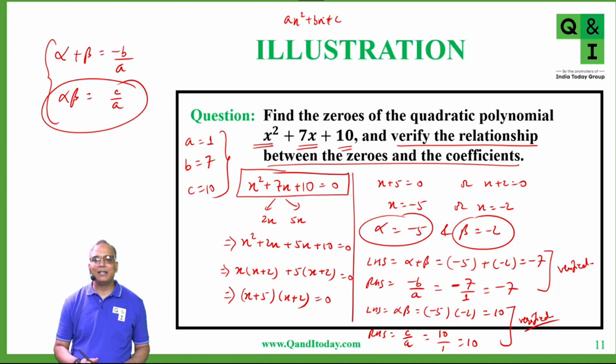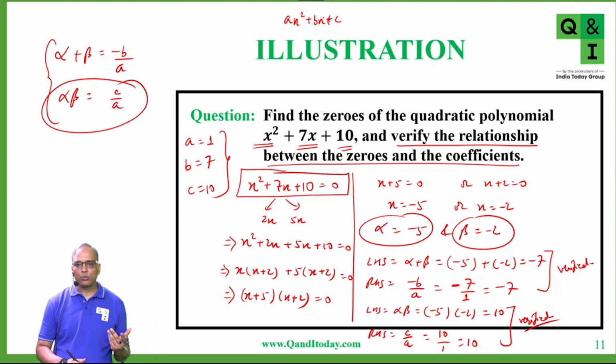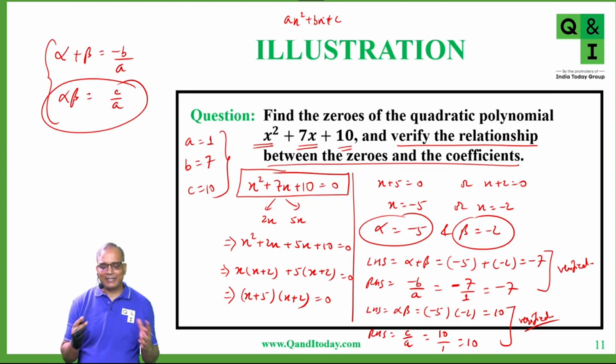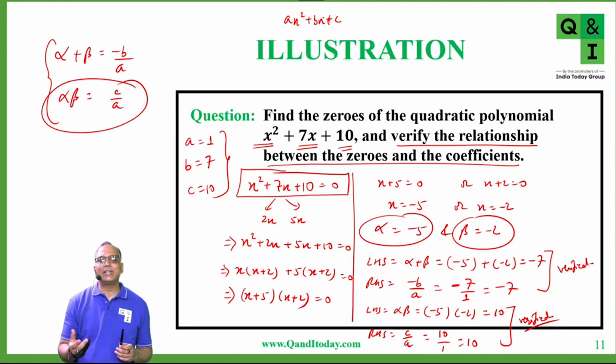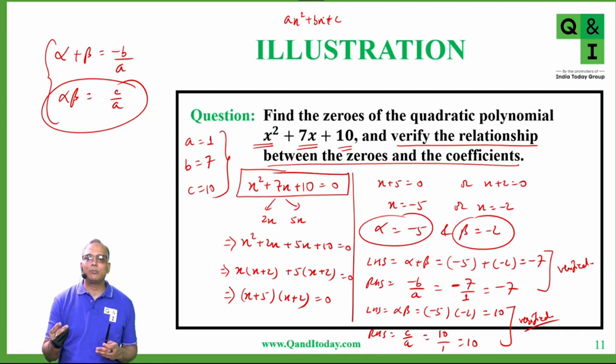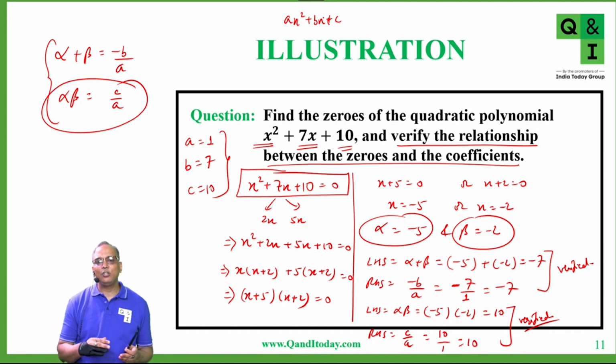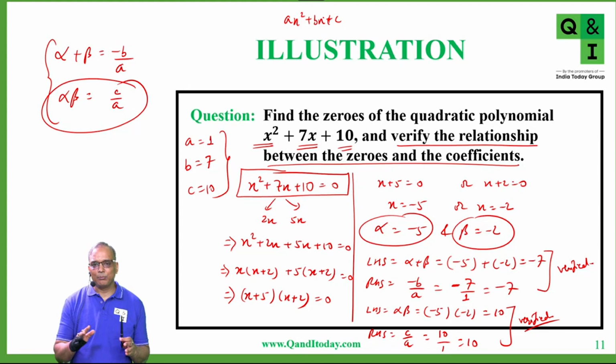Is this concept clear to everyone? And the steps clear? So first, you will factorize it into two factors, equate them to 0 and get the two zeros. Once you have got the two zeros, you will verify whether the sum of the zeros is equal to minus b by a or not. Again, you will verify whether the product of zeros is equal to c by a or not. Once it is verified, you will write that both of these are verified, and hence your question is complete after that.